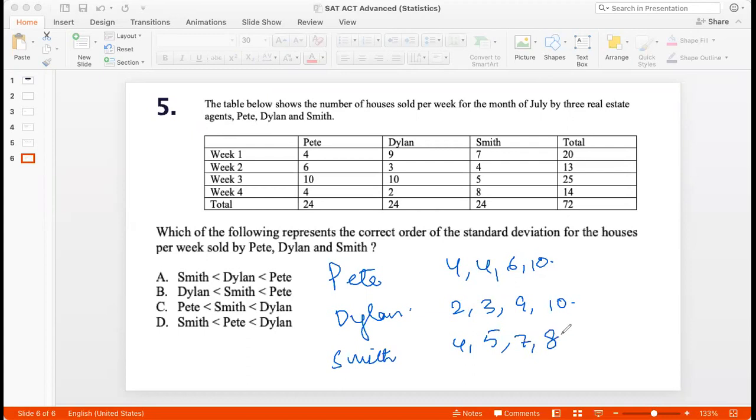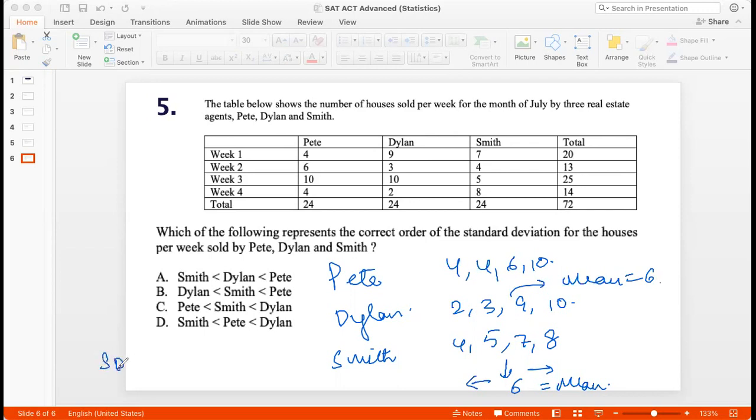Now, let's say Smith's average is 6. Let's say his mean is 6. So the spread of his data is 4 and 5 on the left and 7 and 8 on the right. So the spread is pretty compact. It's not spread out too much, right? Compare it to Dylan. So for Dylan, let's say the mean is again 6. I don't know the exact mean, I'm assuming. But here, the spread is much greater than in the case of Smith. I'm going up to 10 on the higher side and going down to 2 on the lower side.